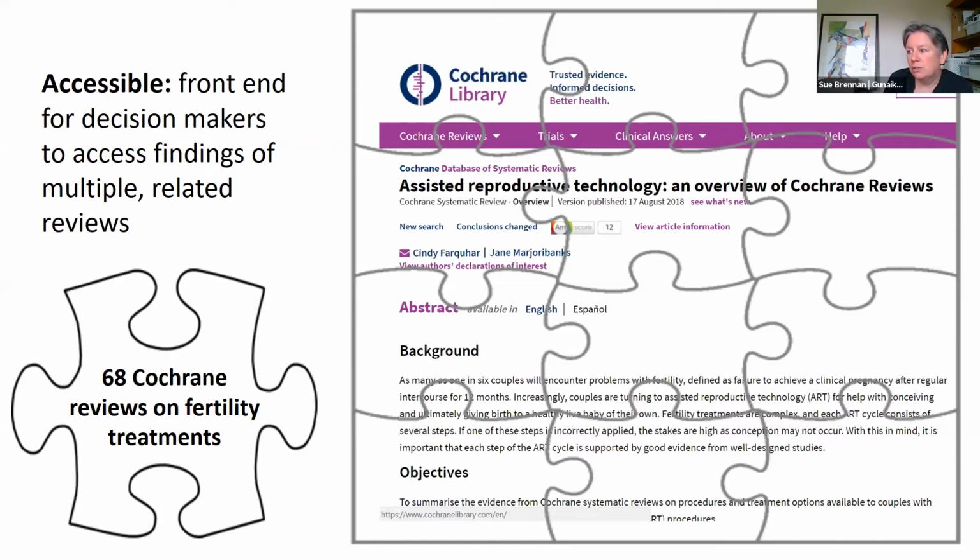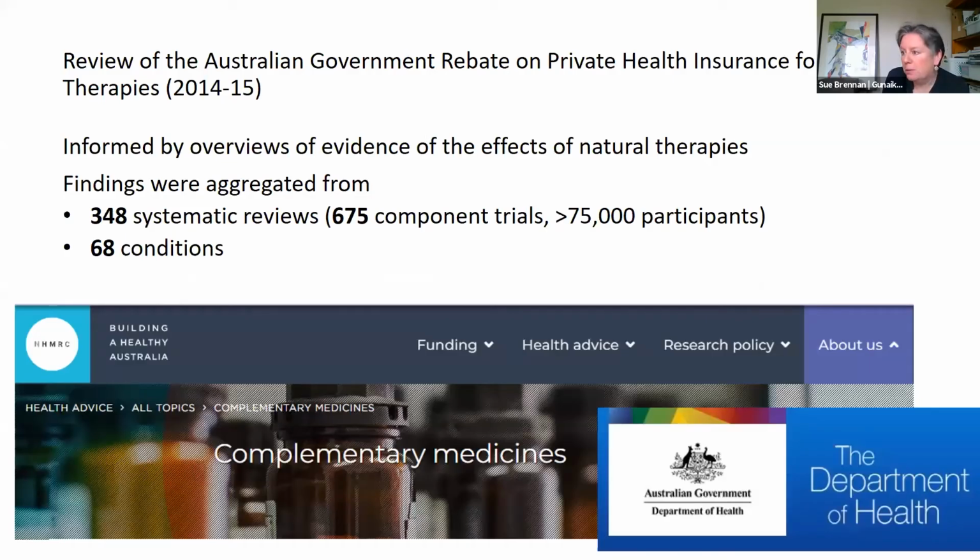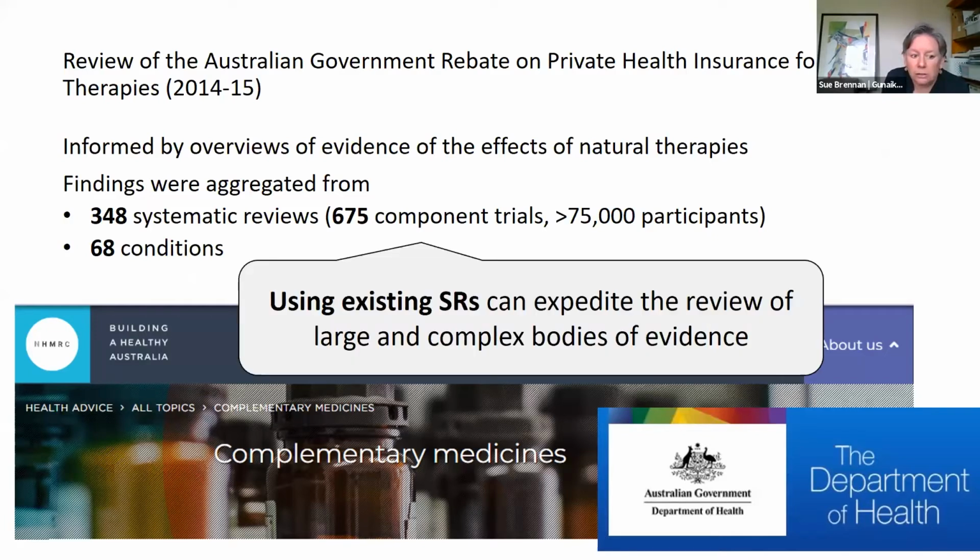Our interest in overviews really began with work that we were doing for the NHMRC, and in particular some work that was done to inform the review of the Australian Government rebate on private health insurance on natural therapies back in 2015. This review is informed by overviews of evidence on the effects of natural therapies, and in the process of doing so, findings were aggregated from 348 different systematic reviews, 675 component trials across 68 conditions. And using existing systematic reviews in this kind of context is really driven by a desire to expedite the review of large and complex bodies of evidence.